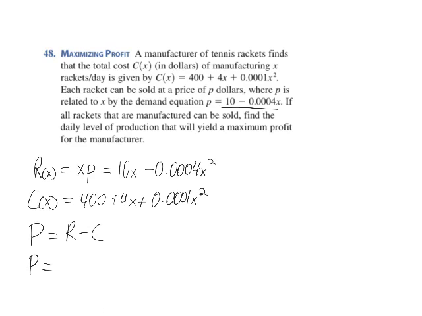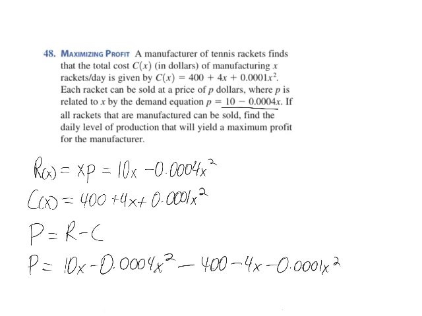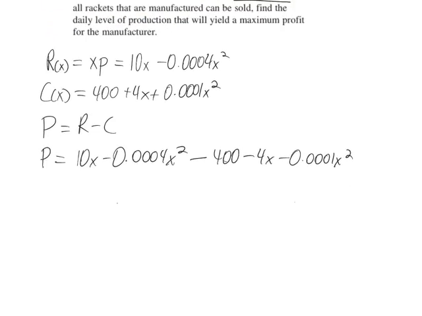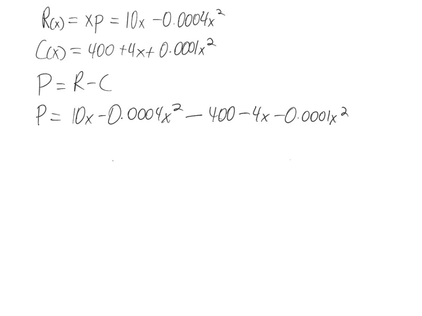So our profit is equal to 10X minus 0.0004X squared minus, we're going to subtract all of the cost function. So that's going to change your sign on every term. Got 2 X squared terms, got 2 X terms, and I have one constant. So let's clean that up just a little bit. Before we maximize, we've got to have it simplified. Otherwise, it's going to be a little bit trickier to deal with.